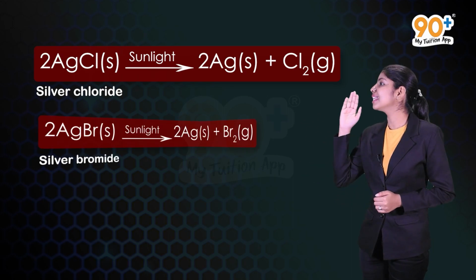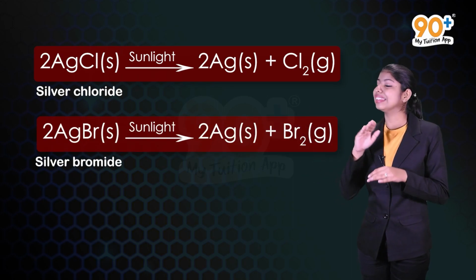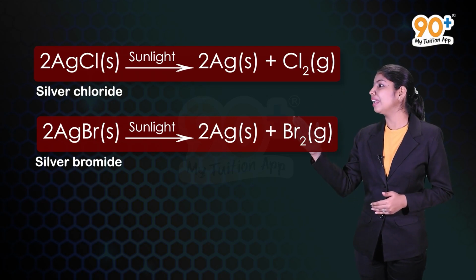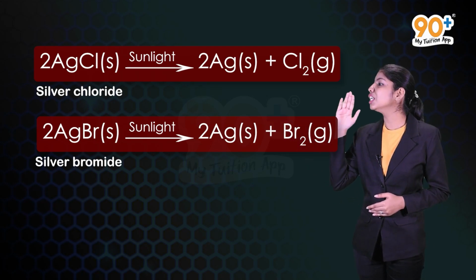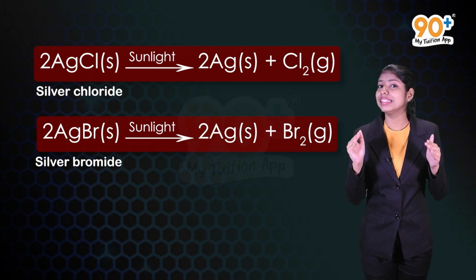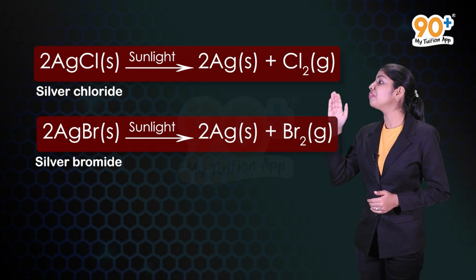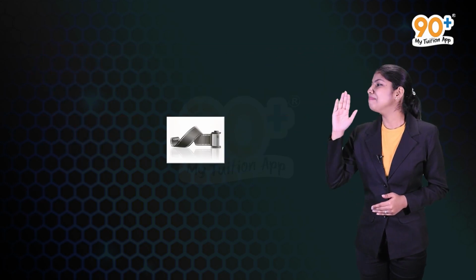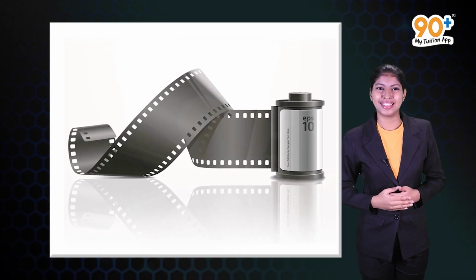can say that silver bromide also reacts in the same manner, and the reaction is 2AgBr in the presence of sunlight gives 2Ag plus Br2. And we can say that these decomposition reactions of silver chloride and silver bromide are used in black and white photography.